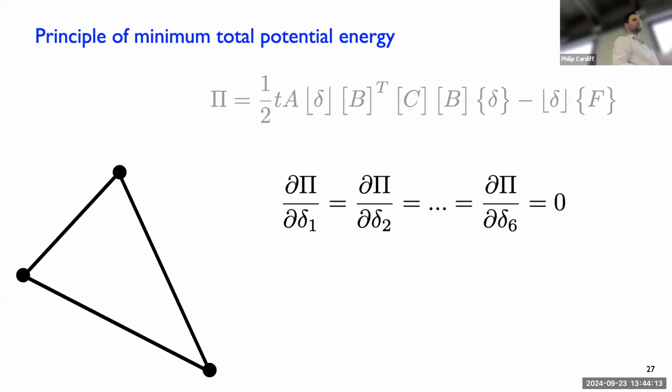If we do it with respect to U2, it gives another. U3 will give us another, and then V1, V2, V3. I'm calling those delta 1, delta 2, and so on, to represent the components of this displacement unknown vector. They will all be equal to 0 at the equilibrium point. So I can write those 6 scalar equations like that.